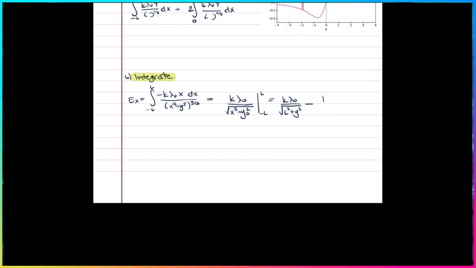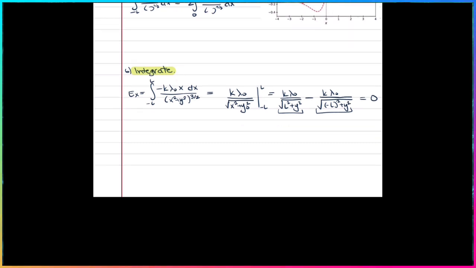So then I still get k lambda naught on top. But then notice it's going to be negative x squared, or negative L squared. I'll just write it out explicitly. But negative L squared is just the same thing as L squared. So notice that this and this are exactly the same. And I'm subtracting them, so I get 0. As we anticipated.